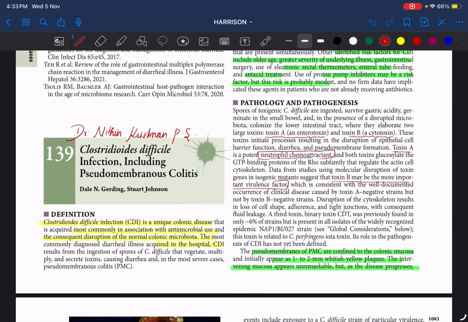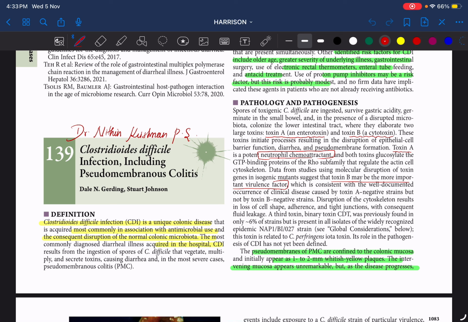Hello everyone. Today, in this series of topics that you missed to read from Harrison, I'm going to discuss the most important infection of the gastrointestinal tract, that is the Clostridioides difficile infection, including pseudomembranous colitis.